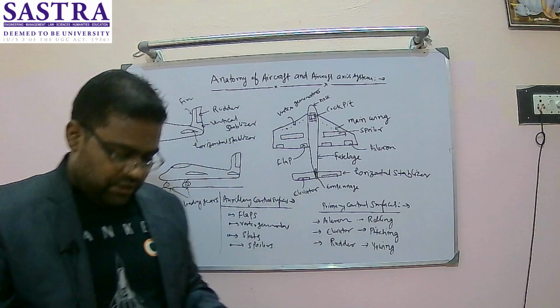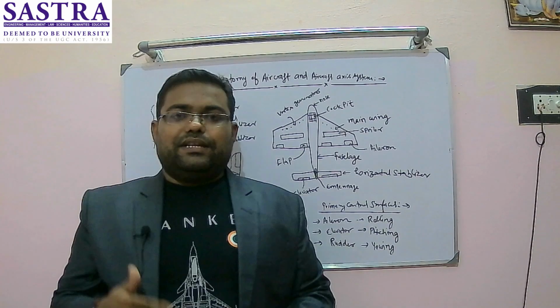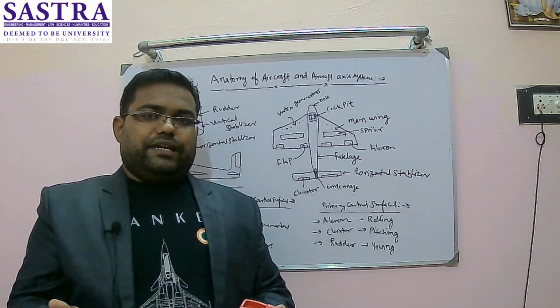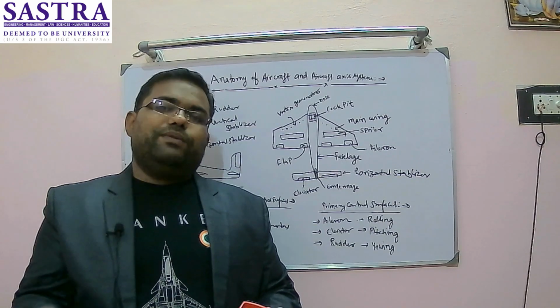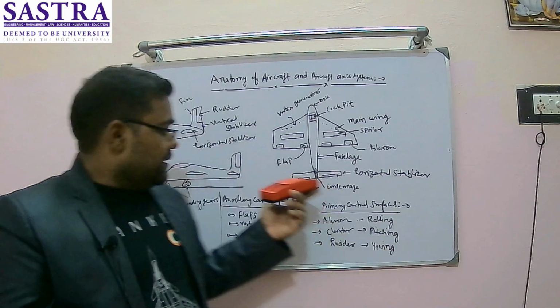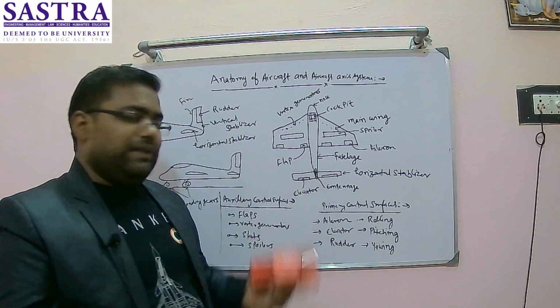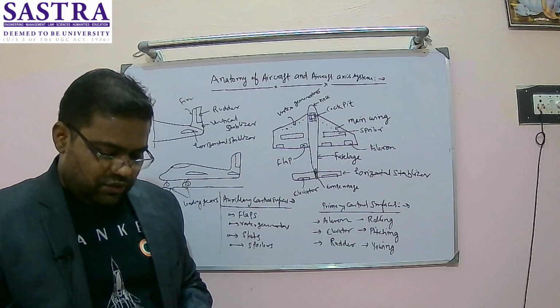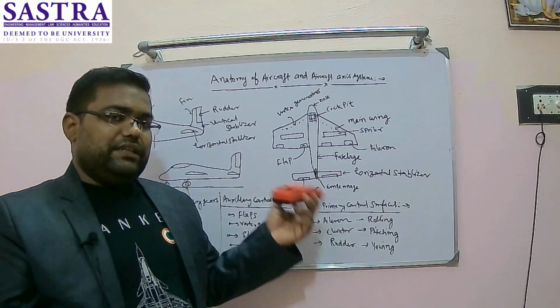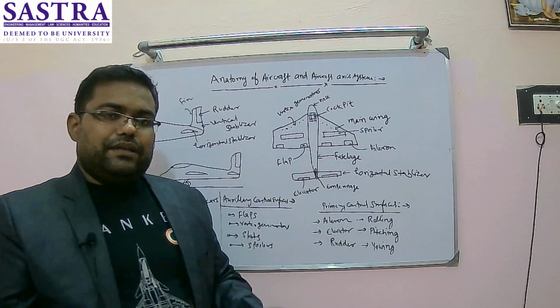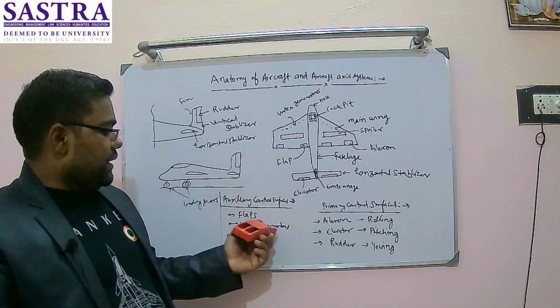So flaps can be utilized for both landing as well as takeoff, to get a momentary increase in lift or a momentary decrease in lift. This is the one control surface, flaps. Some of the passenger aircraft will have 2 or 3 flaps installed in the wing. The second one is the vortex generator.